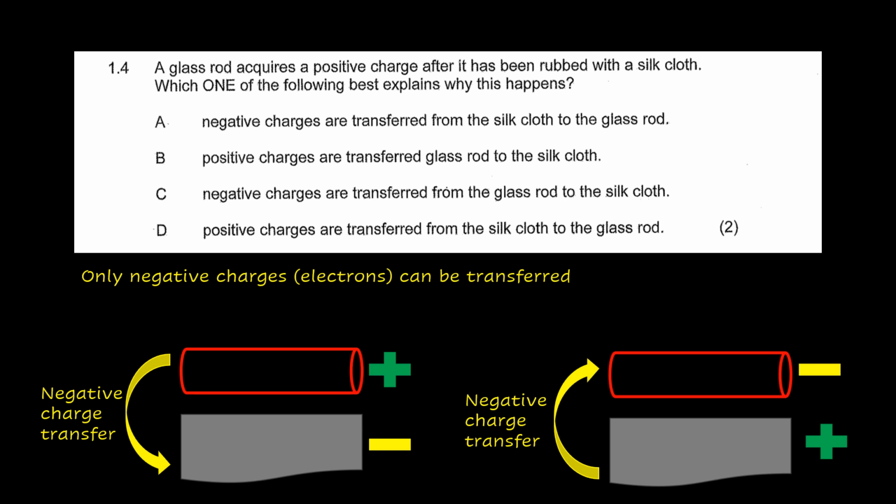So glass transferred negative charges to the silk cloth and became positively charged. This means that C is the correct answer. Negative charges are transferred from the glass rod to the silk cloth. So this is how you will get your 2 marks.